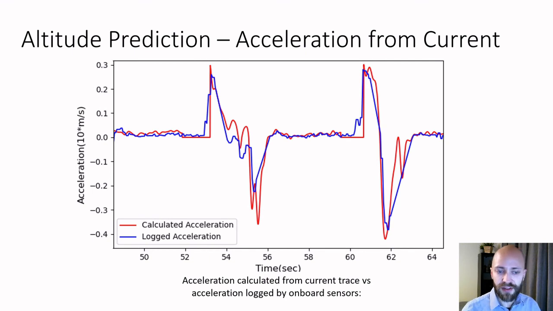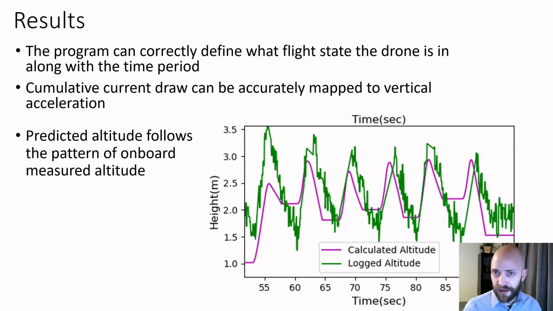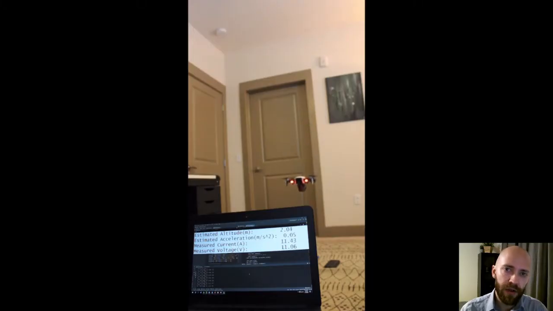And this last plot, that's just a quick example of what my estimated altitude is versus what the GPS data thinks its altitude is. And finally, I have just a quick demonstration of this working in real time.